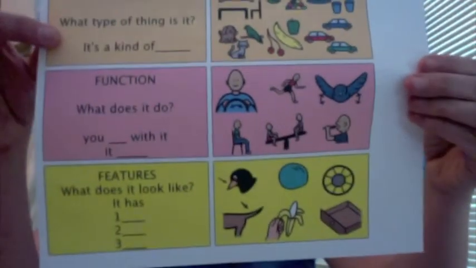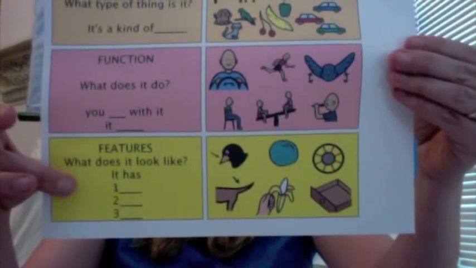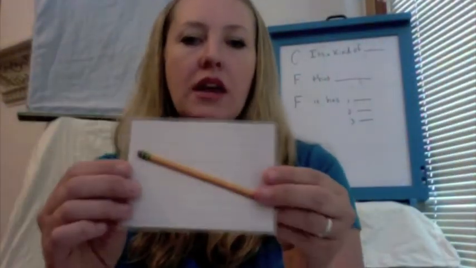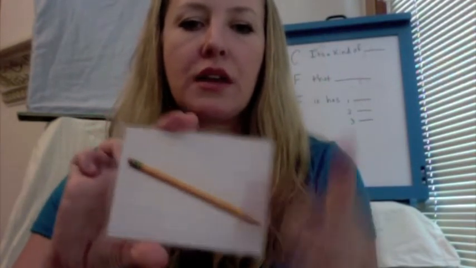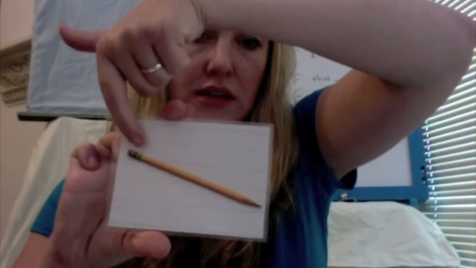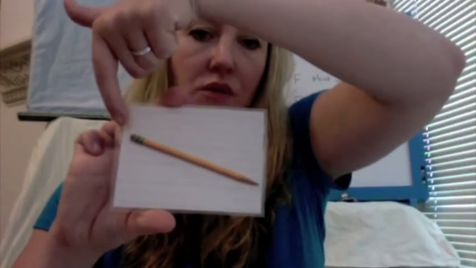What is a pencil? Kind of school supply that you write with. It has a point and eraser. Here is the point, and here is the eraser.